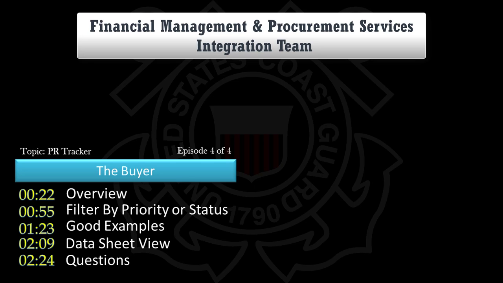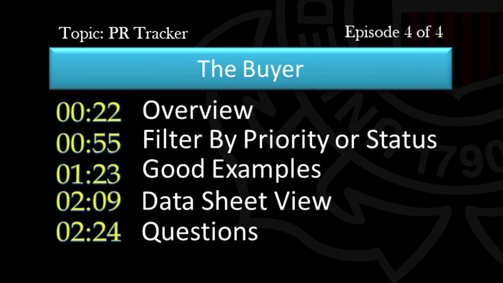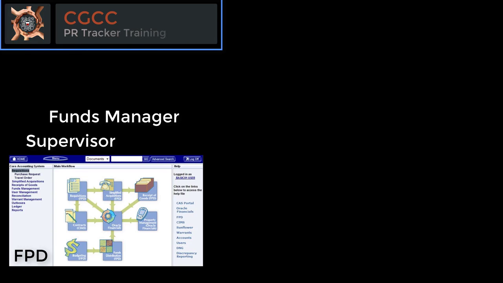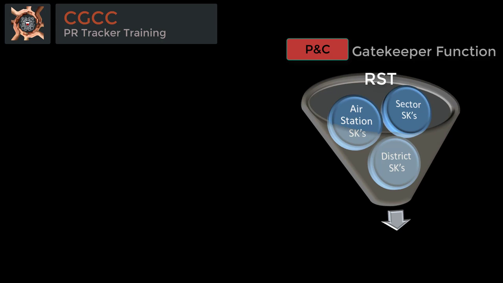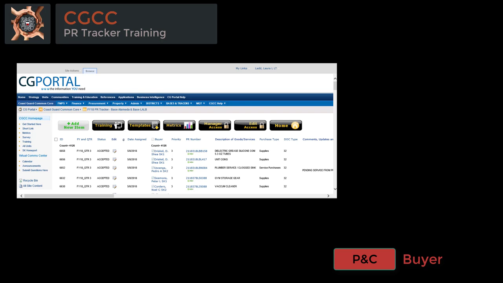We are the FMPS integration team. Today we are focusing on PR trackers and specifically the role of the buyer. Once a customer submits a PR in FPD, a member performing the gatekeeper function will assign that PR to a buyer in the Coast Guard Common Core PR tracker for processing.